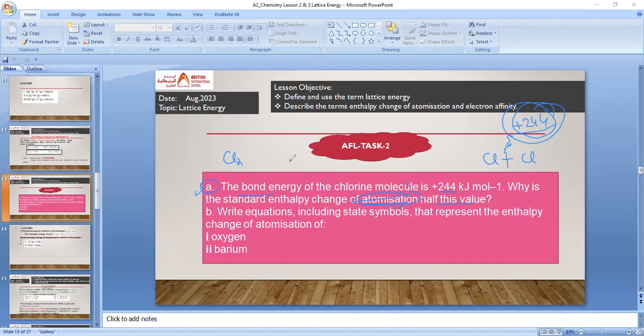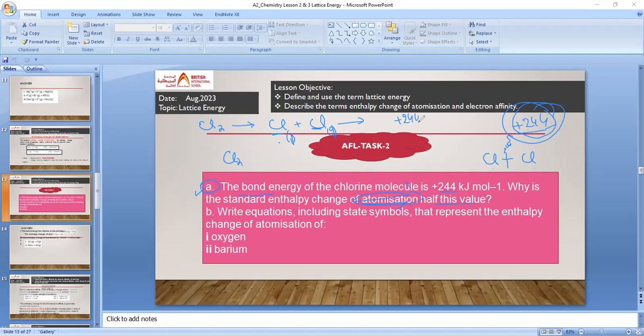So you will say that bond energy is 244, and atomization energy means we are breaking the bond already. Atomization also means that we are converting it into two chlorine atoms. So we are breaking a bond, and that is why it is half of this value, because we use atomization. We are just breaking a bond. Each chlorine will have its own enthalpy of atomization. It is converted into the gaseous state.